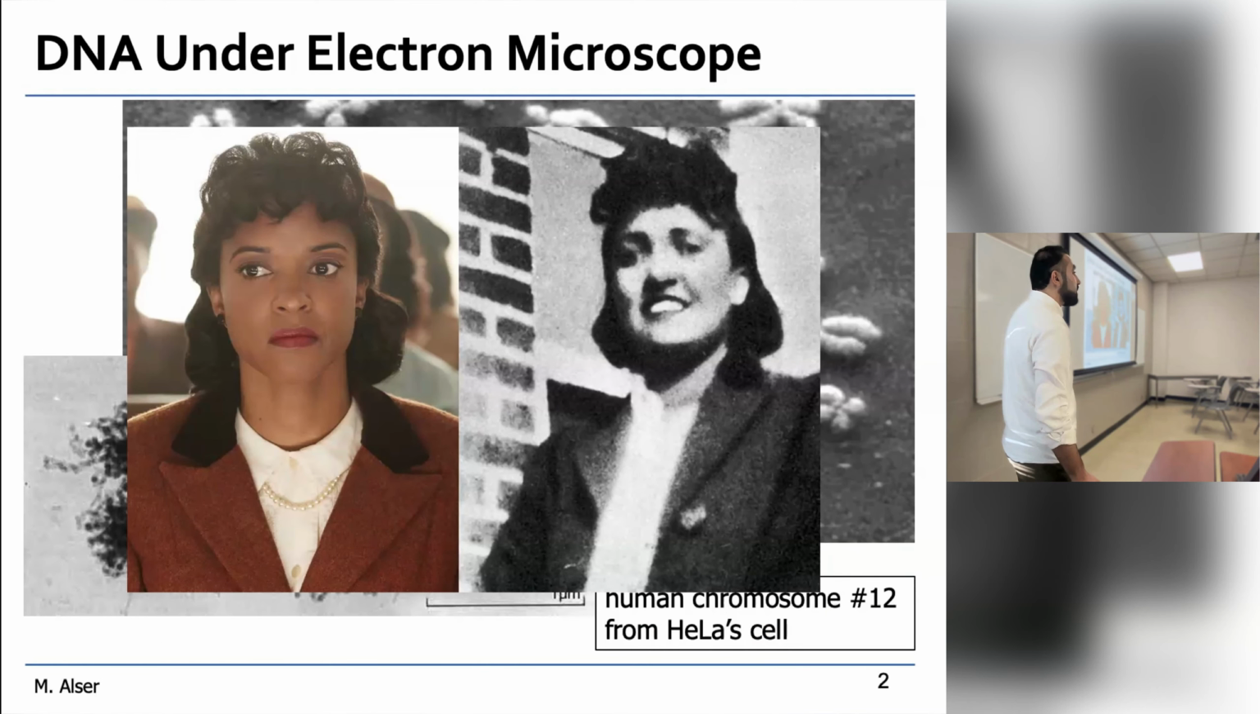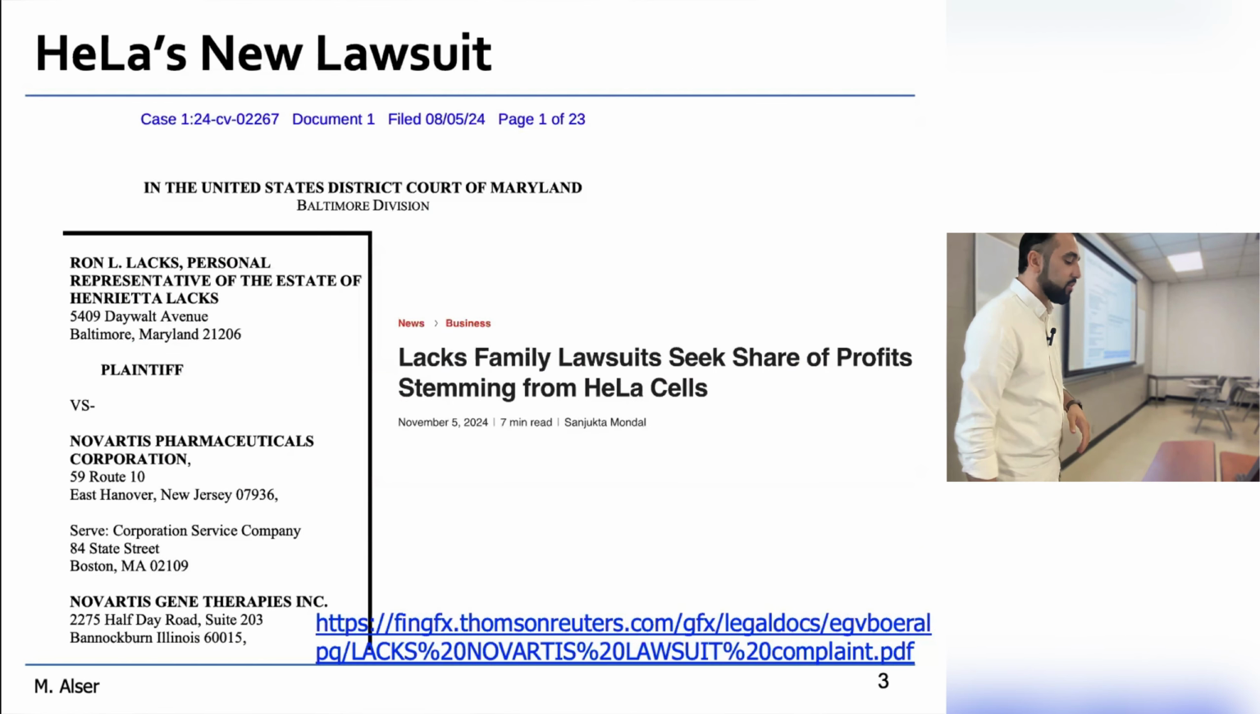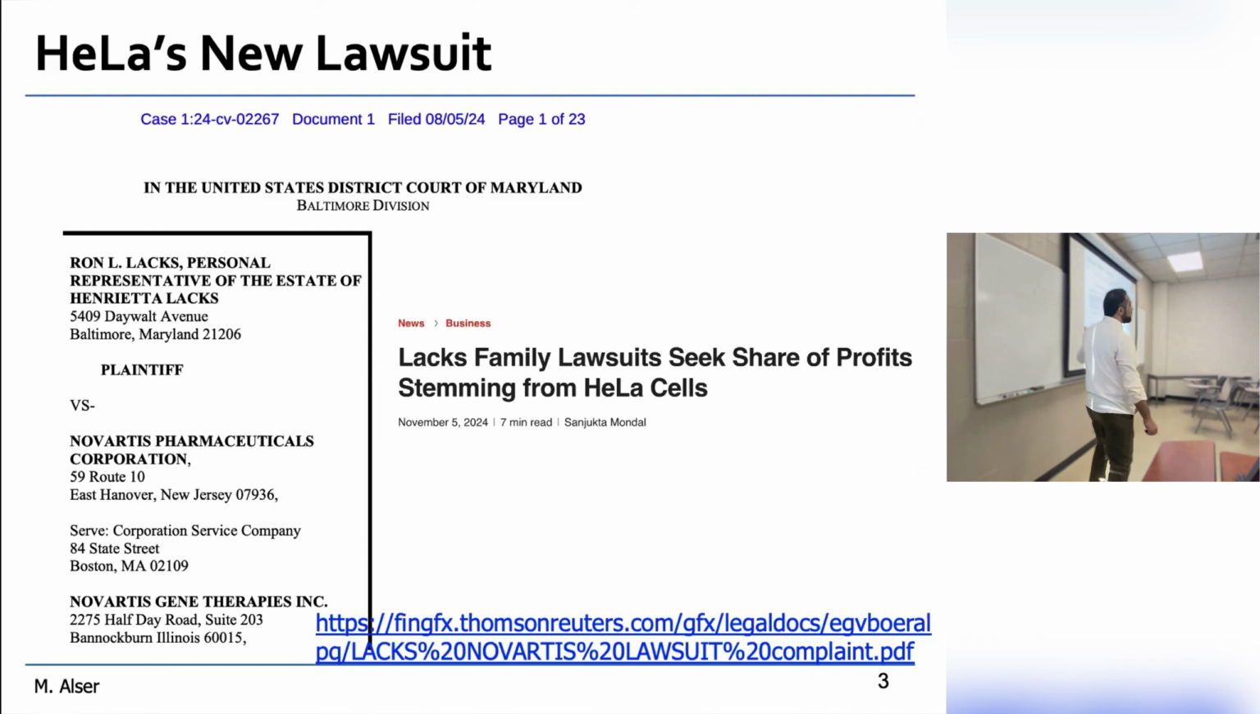So the lady already passed away, right? But there are the family members. And they started having lawsuits against most of those companies. So they get some of the money, hopefully, as a return for the effort of revealing the genetic secrets of this family. And this is one of the most recent lawsuits against a very famous company, Novartis, and the other one, what was it? Two famous companies, actually. This is one of them.